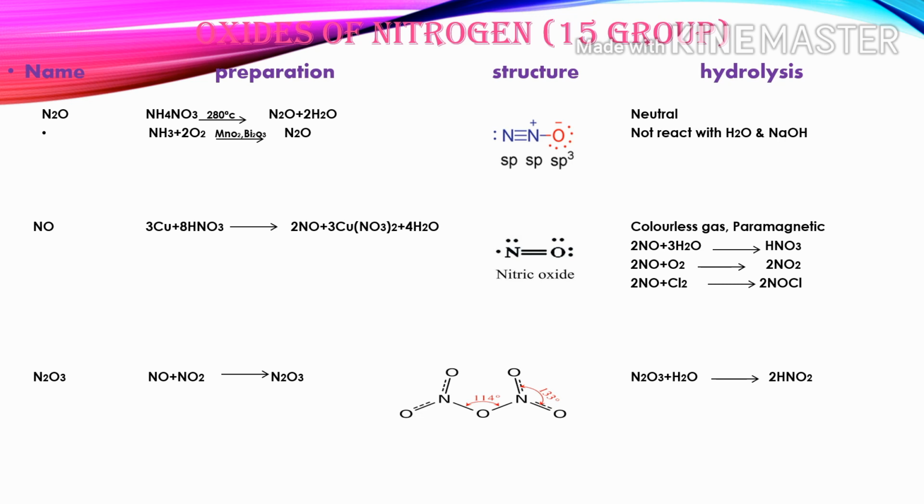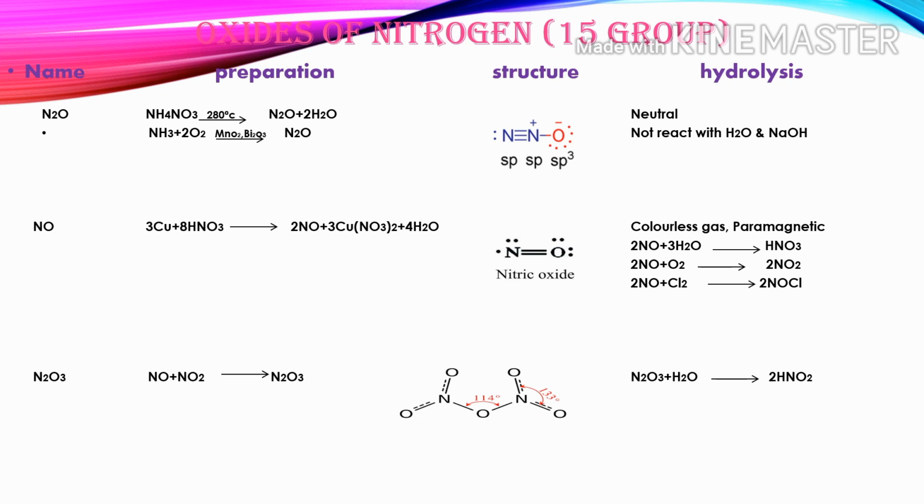Next oxide is nitric oxide. Formula is NO. Nitric oxide is prepared by the reduction of dilute HNO3 with copper. The structure of nitric oxide is linear. It exhibits a resonating structure. Nitric oxide is a colorless gas. It has an unpaired electron, and because of this, it shows paramagnetic nature.